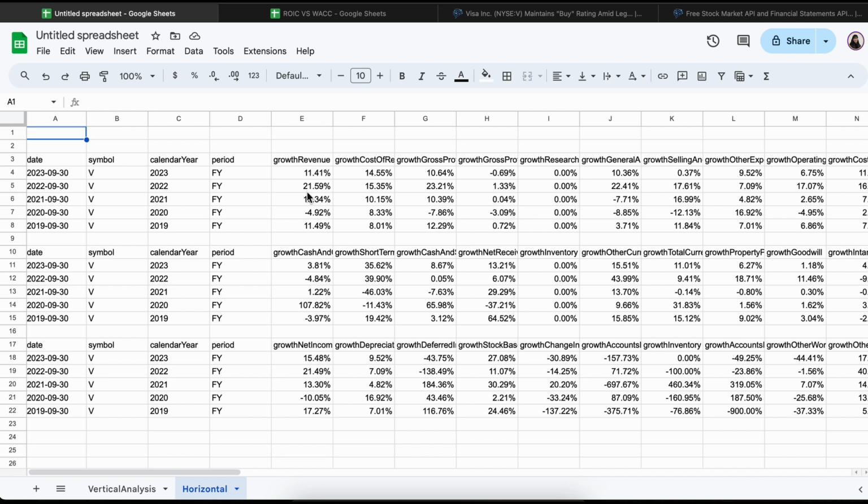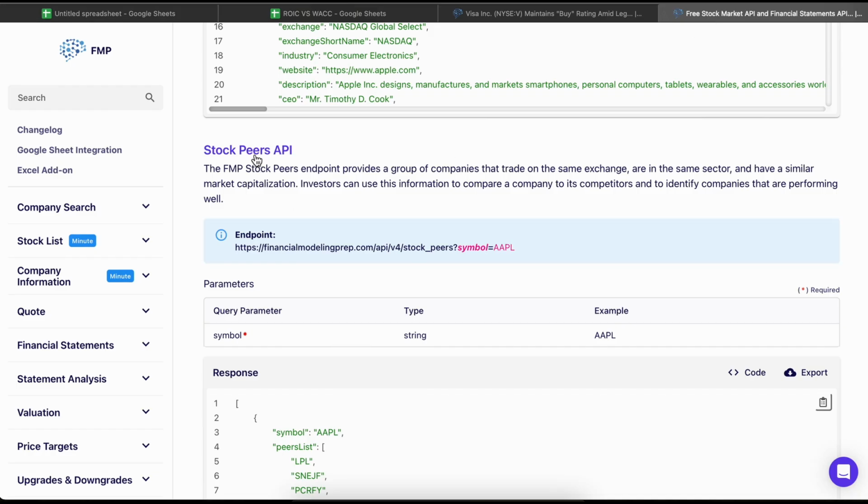You should pay attention to the revenue. It should be expanding, it should be growing. You can compare it to the closest peers. To get the data for the closest peers, go to Financial Modeling Prep website. You have here Stock Peer API.